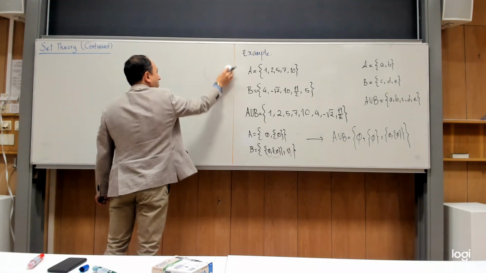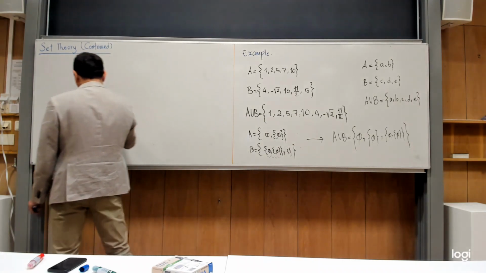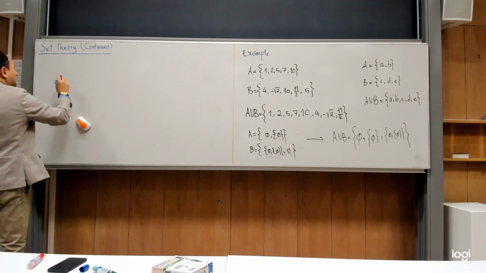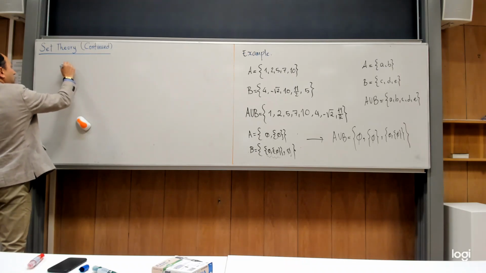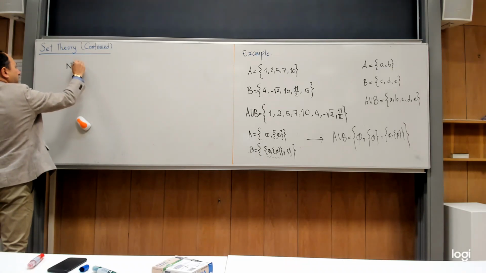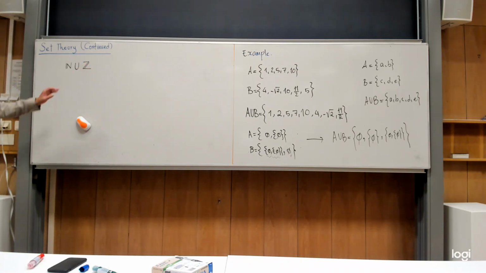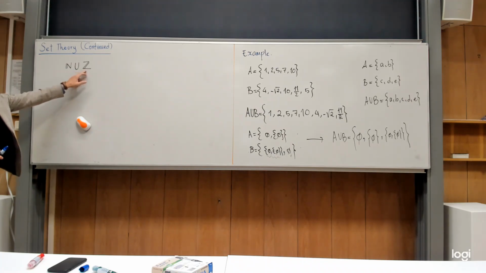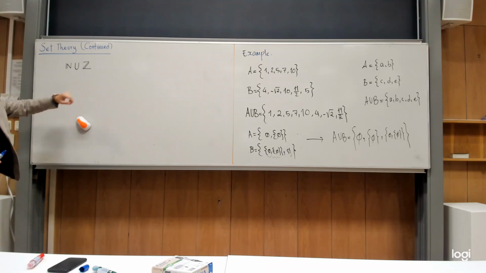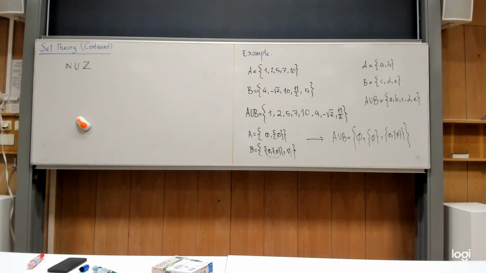I'm just trying to test how you think about the problem. For example, what do you say if I union N with Z? You see, the set of natural numbers unioned with the set of integers. So what would be the answer? Sorry, the set B. What was the cardinality of that one?